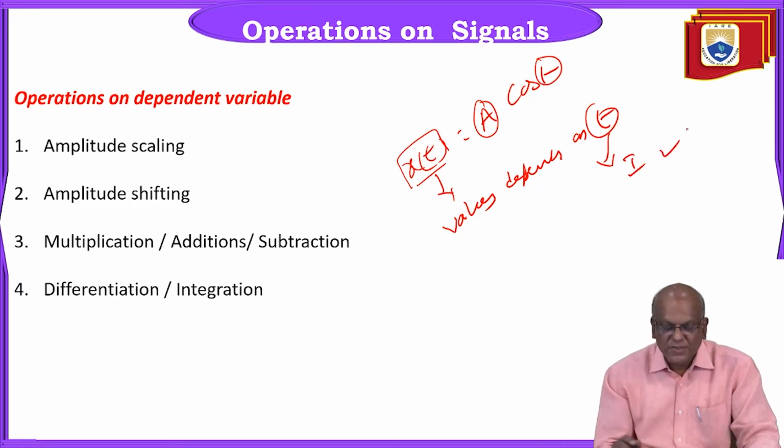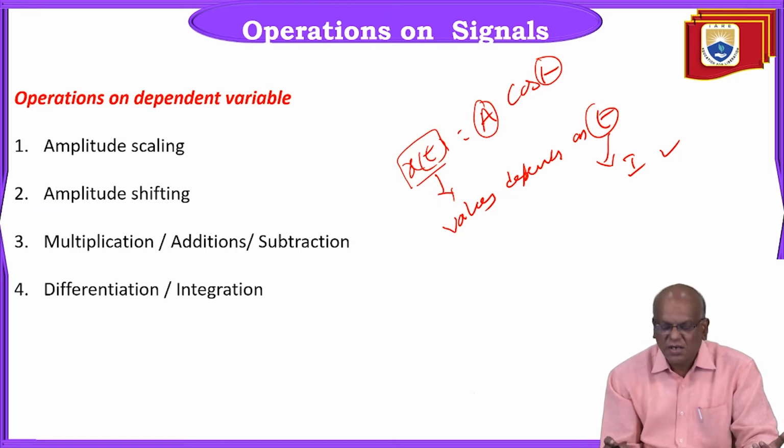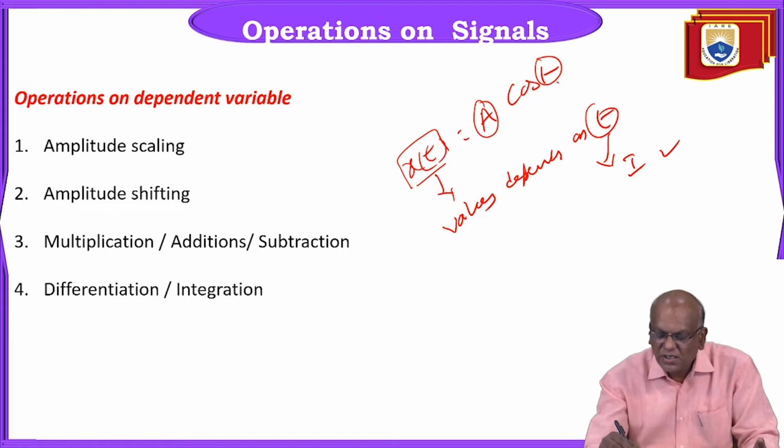Suppose you perform operations on A, you get amplitude operations. Operations on A are called amplitude scaling and amplitude shifting operations. Sometimes two or more signals are added, and you get addition or subtraction operations. Sometimes two or more signals are multiplied, and you get multiplication operations. These are all based on amplitude operations. And one more thing is t.